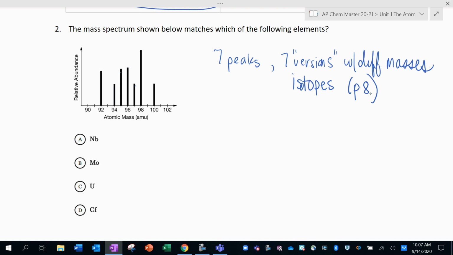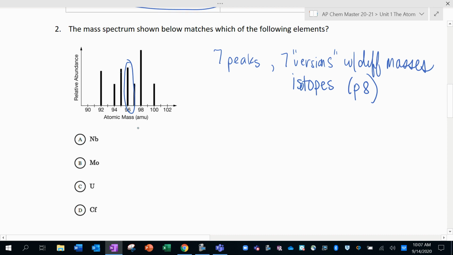If I had to guess what the average is, I'd say it's pretty close to 96, because they seem sort of evenly spread out here, and 96 is right in the middle, so that would be my guess. So now we've got to go through and look at these elements.